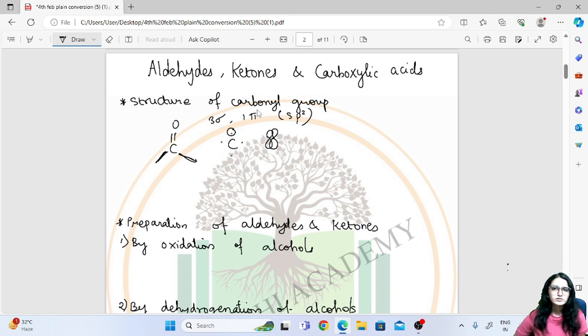Then we can see that oxygen has 2 lone pairs. Oxygen has a total of 6 valence electrons. 2 valence electrons are involved in the bonding with carbon and the other 4 electrons are free electrons which form 2 electron pairs. Since oxygen has these 2 electron pairs, there is a very high electron density on the oxygen atom, so the negative charge on the oxygen is very high, and since this negative charge is high, the positive charge on carbon automatically becomes high.